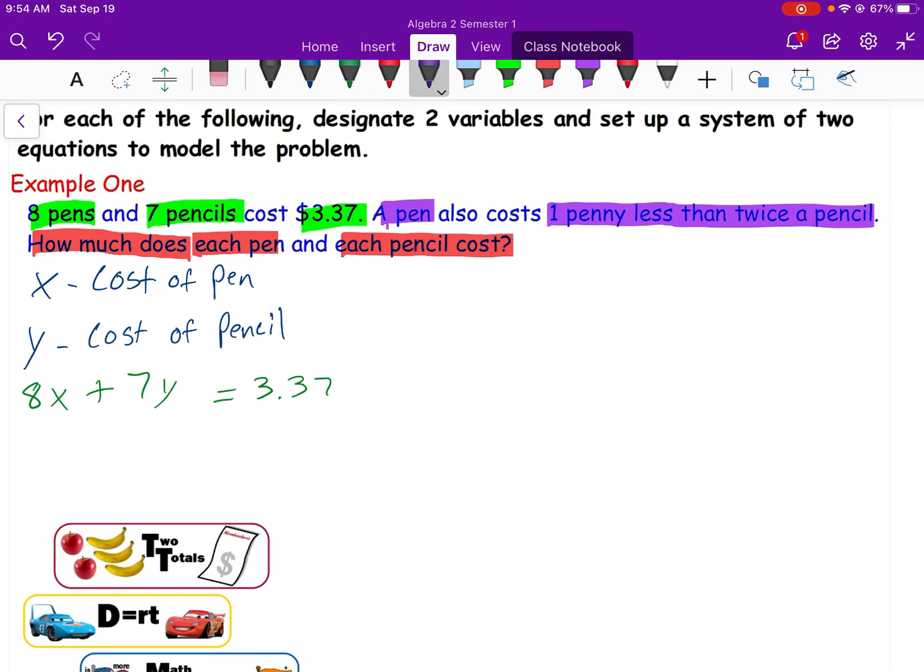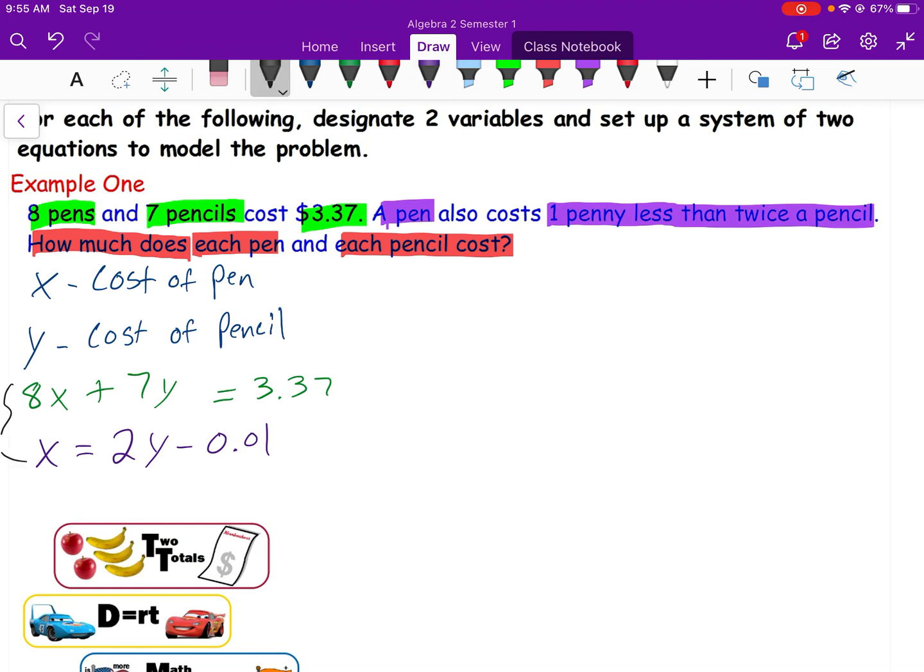Now let's write the second equation. A pen, which is represented by X, costs 1 penny less than twice a pencil. So twice a pencil, 2Y, and then 1 penny less. Now, a common mistake will be minus 1. Remember, 1 is $1. 0.01 is 1 cent. So now we have our system of equations.